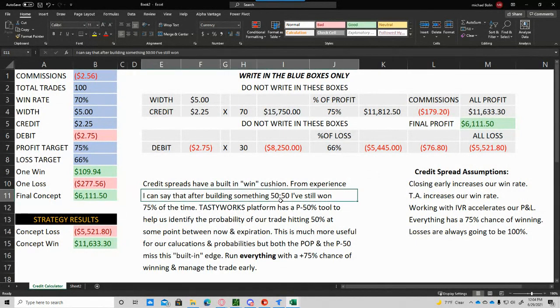Although I can tell you from running credit spreads nonstop for the last 2 years, they tend to have about a 70 to 75% win rate no matter where you build them. You can build them at the money, you can build them out of the money, build them $2 wide or $20 wide. They still have about a 70% win rate. At least mine do.